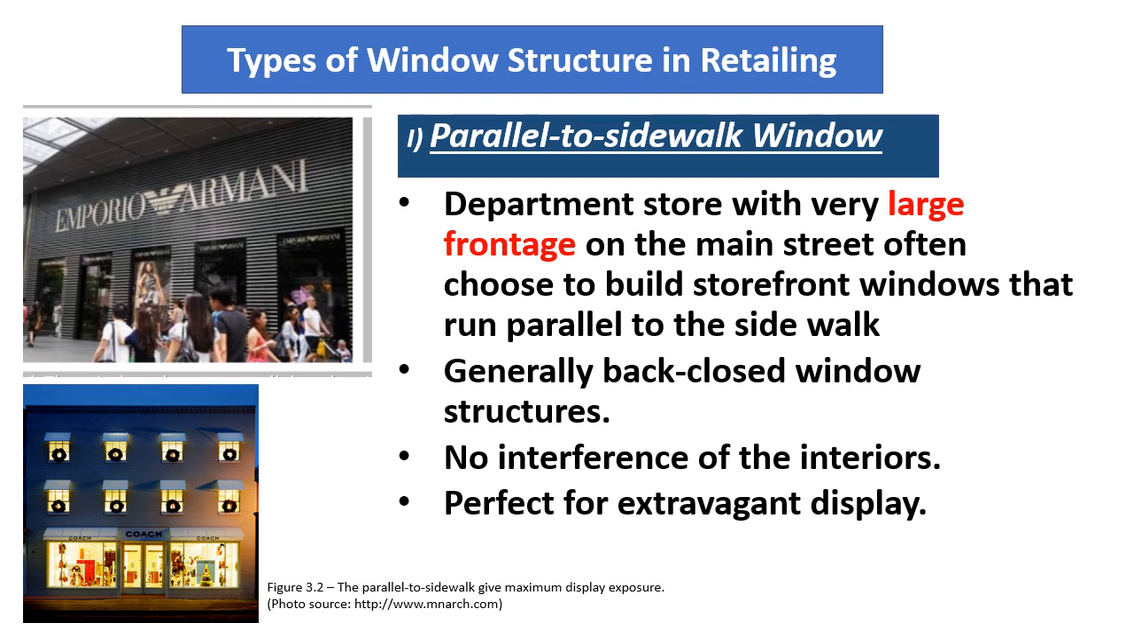Our first type of window structure in retail is parallel to sidewalk window. Department stores with very large frontage on the main street often choose to build storefront windows that run parallel to the sidewalk. Generally, back closed window structures, no interference of the interiors, perfect for extravagant display. So parallel to sidewalk windows are commonly used in department and specialty stores, which have the advantage of a very large frontage on the main street.